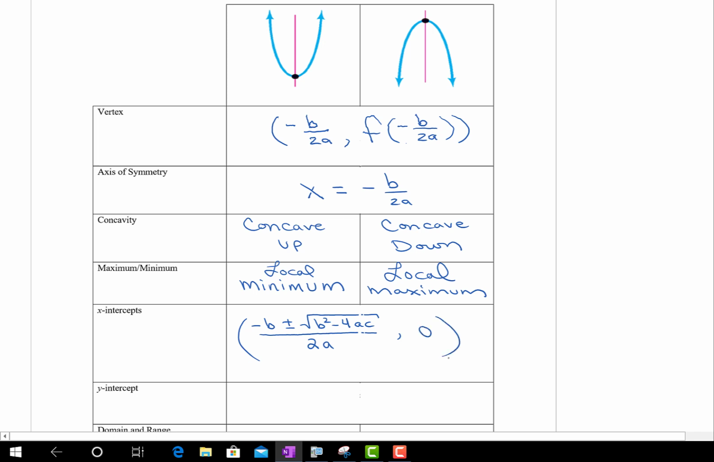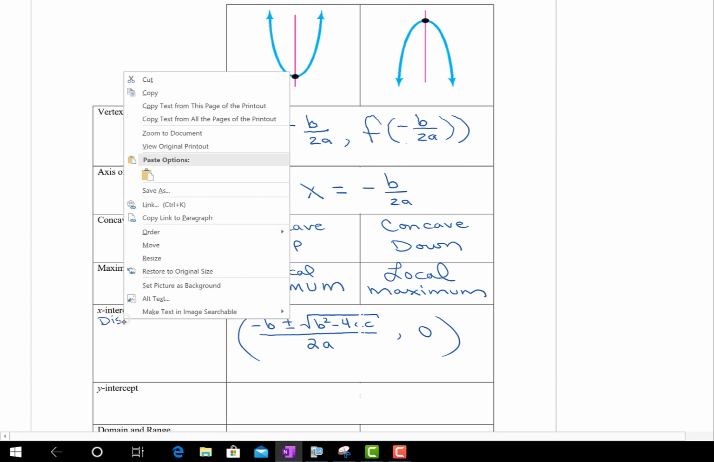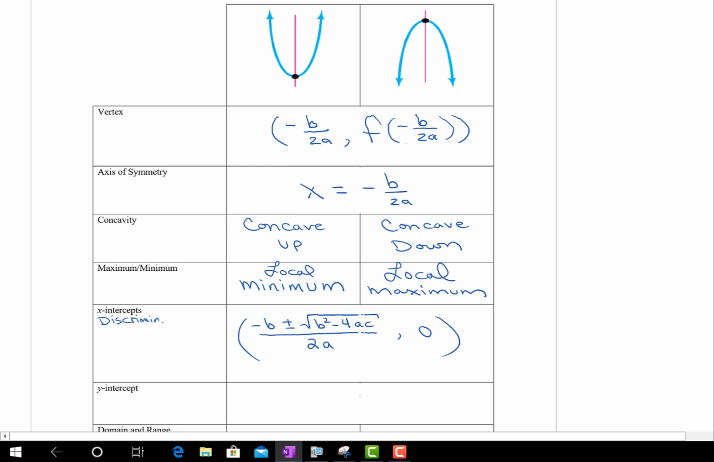And the way we know how many x-intercepts we have, we can always look at the discriminant. That's the part that's underneath the radical of the quadratic formula. So if your discriminant, which is b squared minus 4ac, is equal to 0, then that basically means you're just going to have one x-intercept. And that can only happen when your vertex lies on top of the x-axis. So this means you have one real x-intercept.